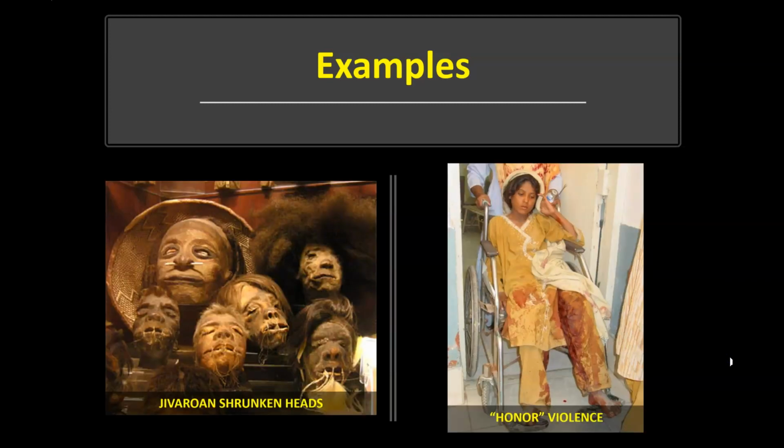Couple other examples: Jivaro and shrunken heads. So this is an example of a practice from a tribe in the Amazon, the shrinking of heads. And it's my understanding that this tribe would capture not opponents, but enemies, and take their head and developed a technique for shrinking them.